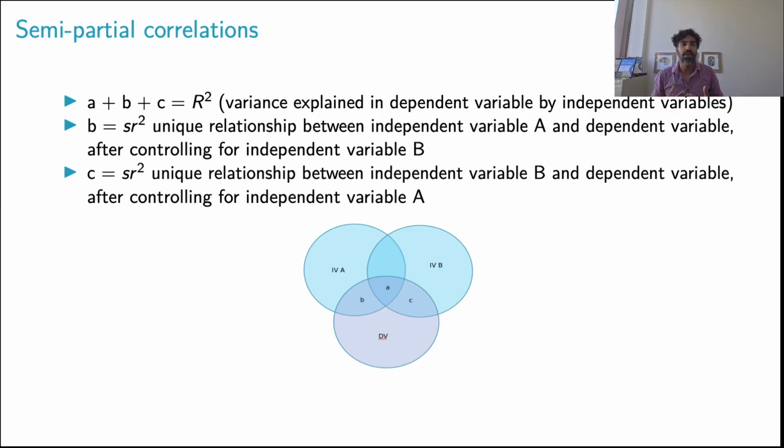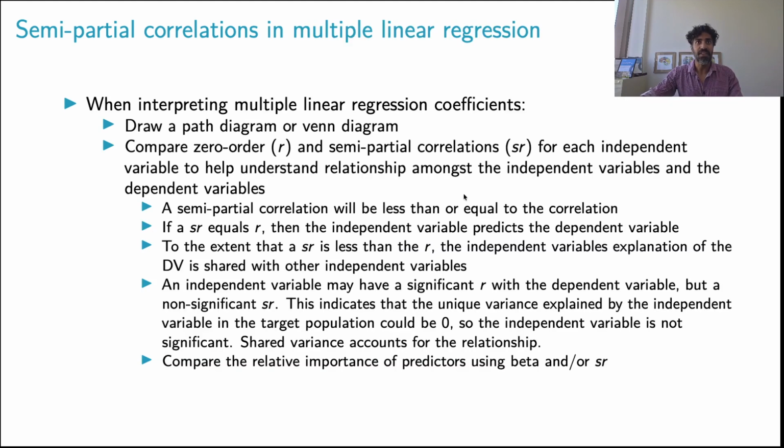So that's when we're talking about semi-partial correlations, the key thing to remember, it's about the unique correlation between the two, the unique relationship between the two variables. So when you're interpreting multiple linear regression coefficients, again, you want to draw a path diagram or a Venn diagram like this one. You want to compare the zero order, that's just your standard Pearson correlation, and semi-partial correlations for each independent variable to help understand the relationship amongst the independent variables and the dependent variable. So a semi-partial correlation will often be less than or equal to the correlation.